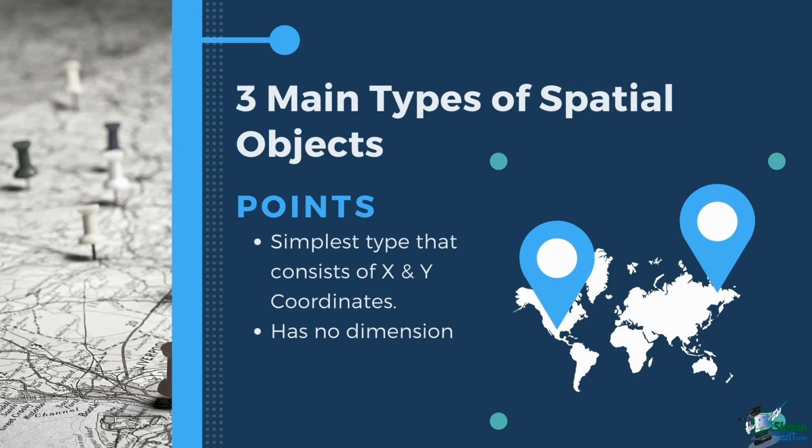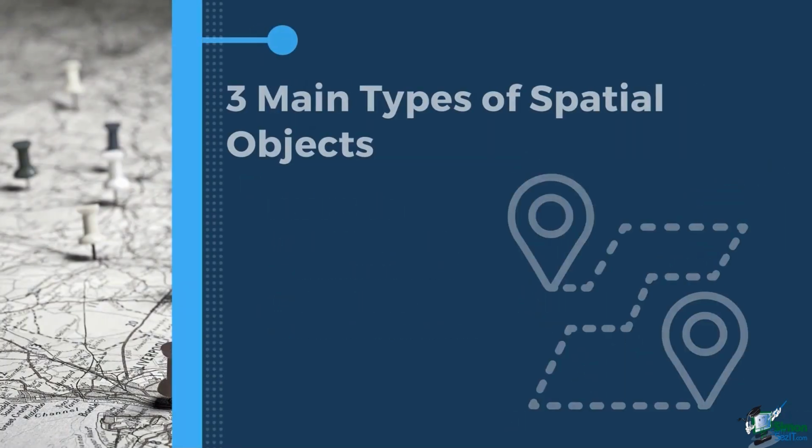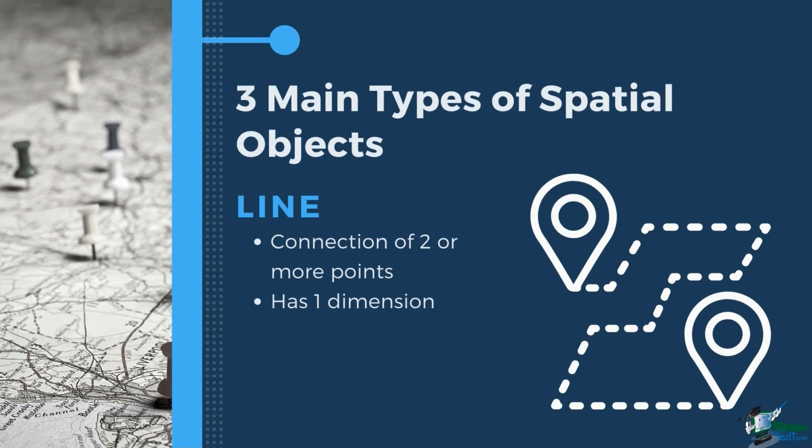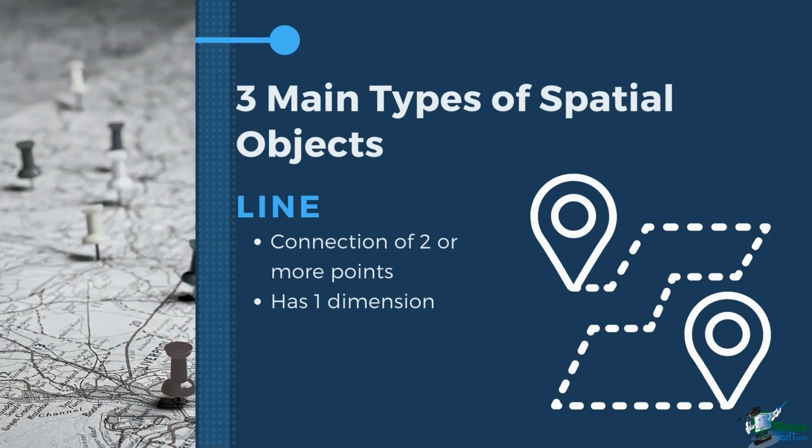If we connect two or more points together, we can form a line. Lines are visible when you trace a bus route or when you measure a distance between two locations. A line has a specific starting point as well as an ending point, which can also give us the length of the line itself. This type of spatial object has a dimension of 1.